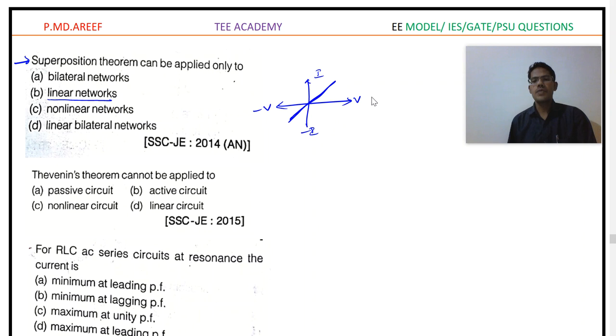Okay, suppose if you take the diode characteristics, it is really like this. So voltage and current, so it is non-linear. So we cannot apply superposition theorem to non-linear networks or bilateral networks. Okay, linear bilateral networks we cannot apply here, only we can apply to linear networks only. Next one, Thevenin's theorem.